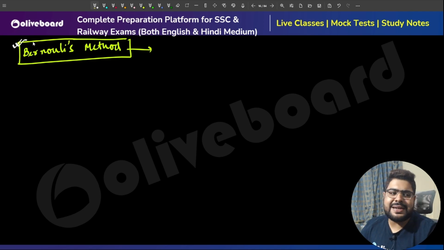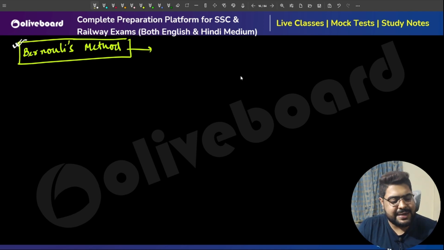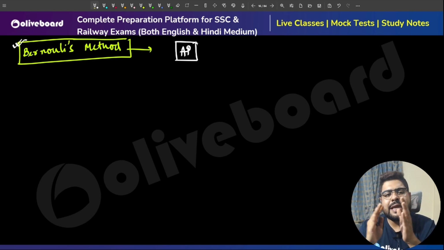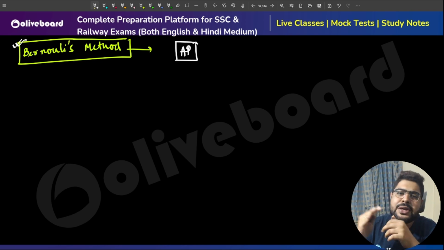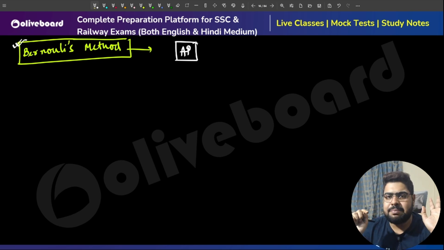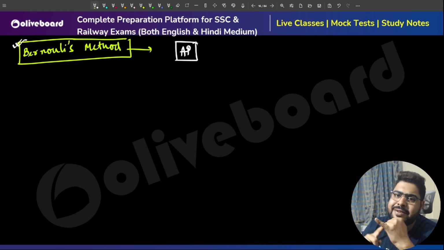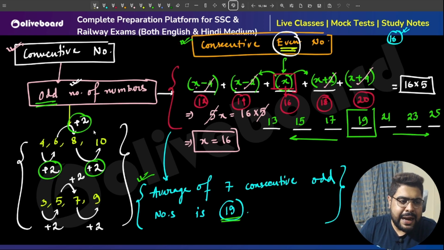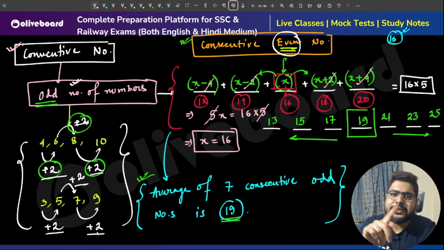Back then, he particularly told us, you see, if there is an AP, arithmetic progression, for those who don't know, arithmetic progression means the gap between the consecutive numbers is always the same. If we are talking about consecutive even numbers, consecutive odd numbers, normal consecutive numbers, the gap always remains the same. You see over here, it is increasing by 2 only. It is also increasing by 2 only. So the gap is always the same. That is nothing but an AP.